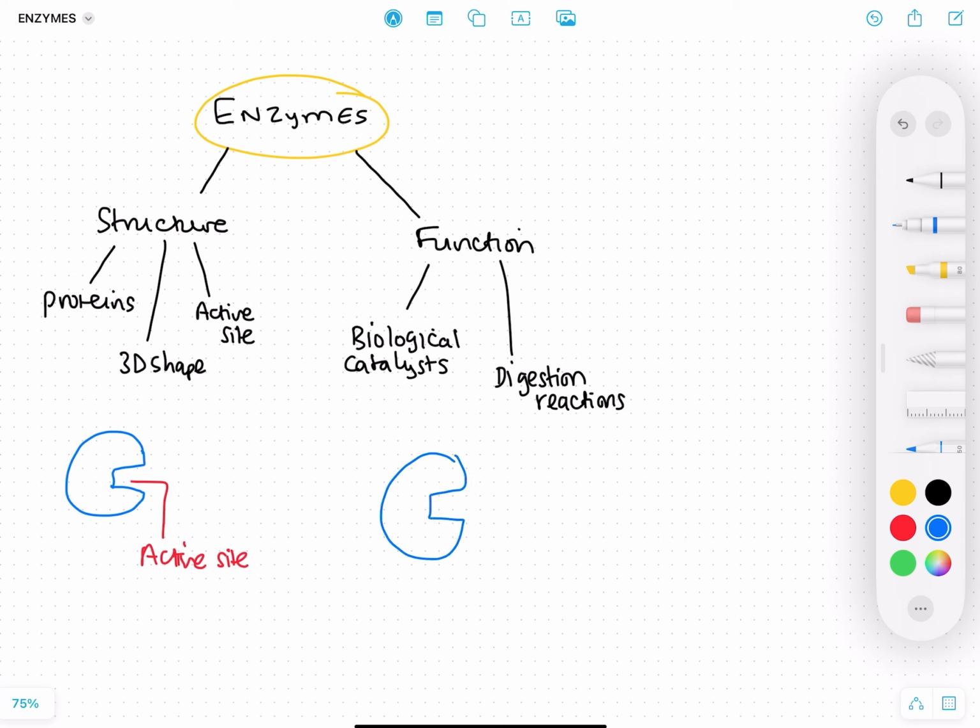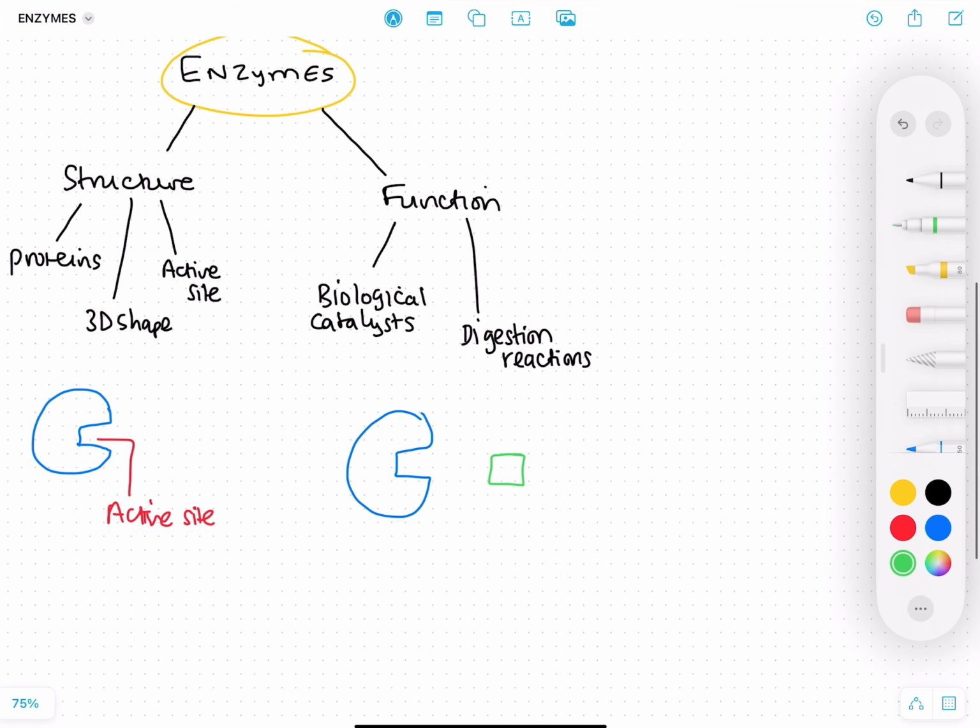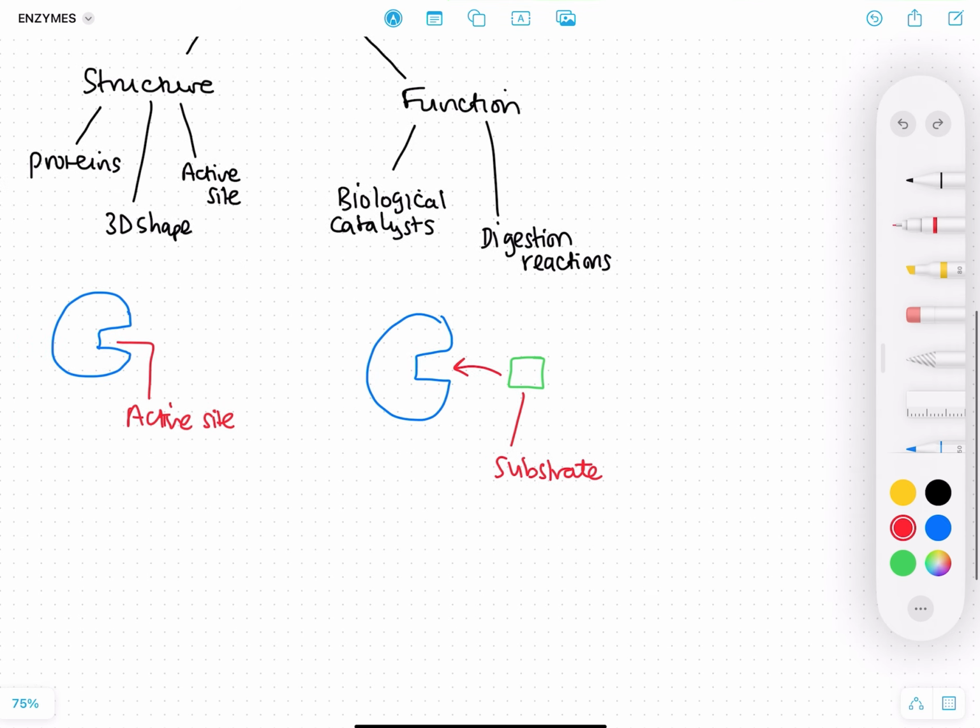An enzyme catalyzes a reaction when the substrate binds to the active site. The substrate has to be a specific shape that will match the active site. The key word we use is complementary. The substrate is complementary to the active site.